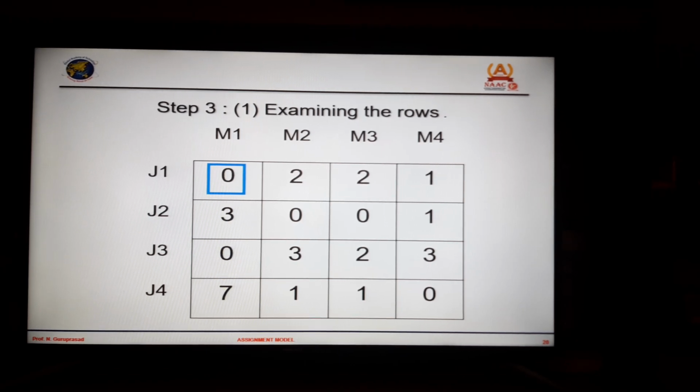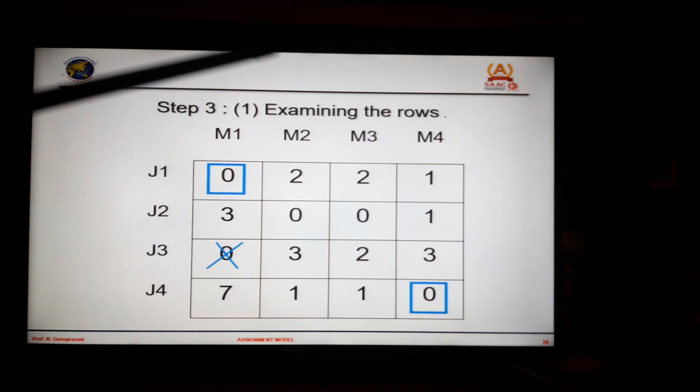Okay, now we have made assignment in J1, M1, and then we will cross out all the zeros which comes in that particular column and row. Since there is no zeros in that row, we only land up crossing zeros in the first column. Then find out any row with 1 0. So we have fourth row with 1 0, this one. So we put a box against this.